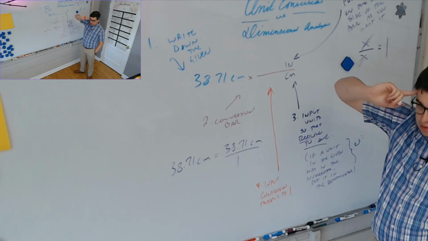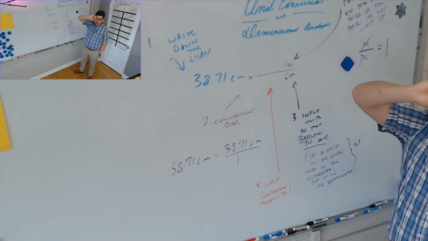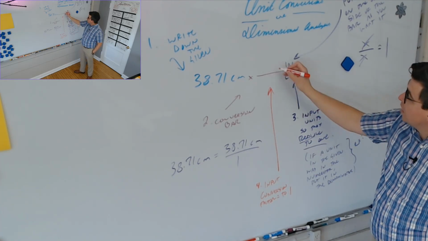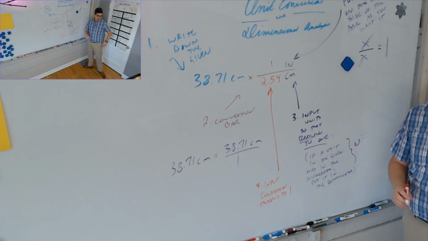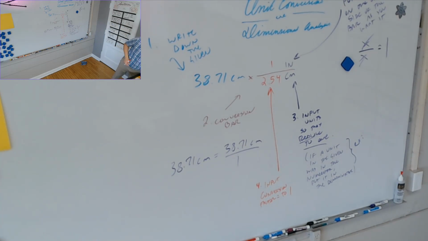So I say to myself, in my brain, you can say it out loud if it helps you, but in my brain I say to myself, in 1 inch, there are 2.54 centimeters. And you might as well just memorize that now. You have to have that memorized. You must have that memorized. In 1 inch, there are 2.54 centimeters. You might as well write that down.